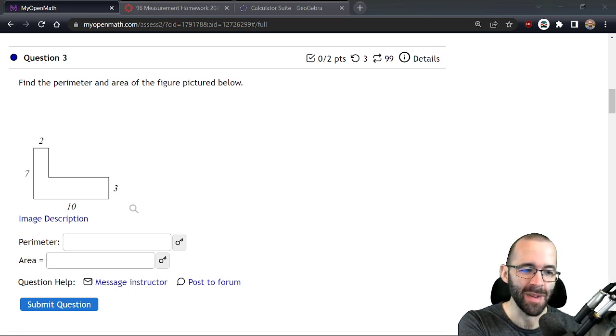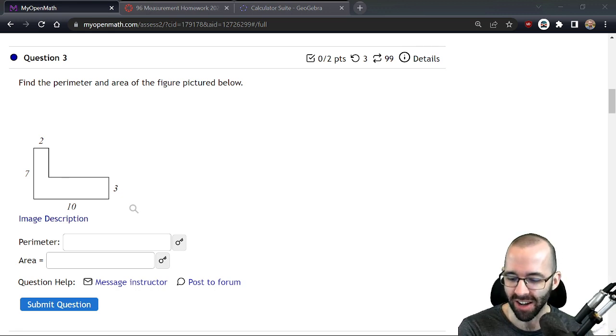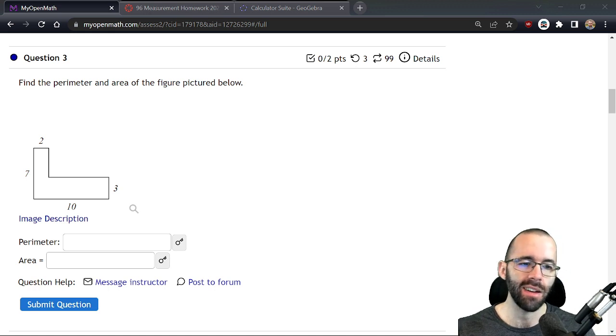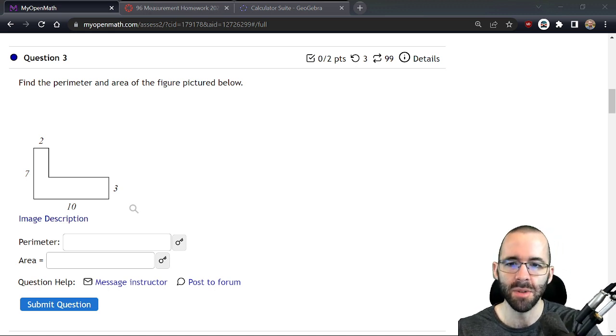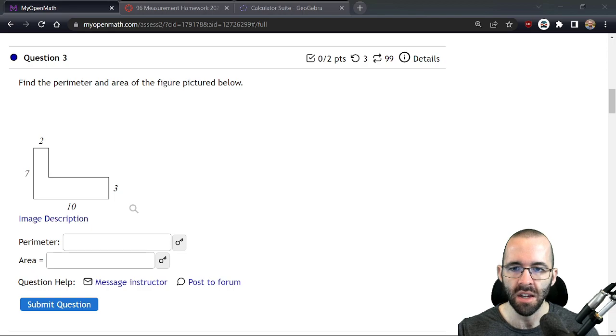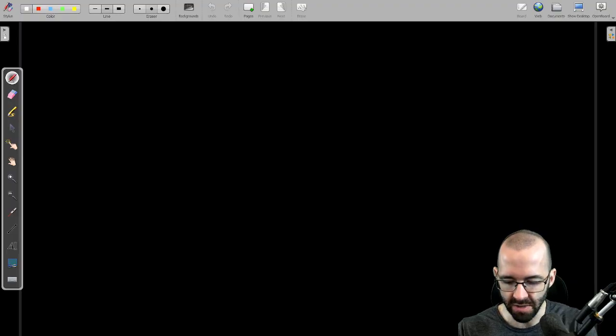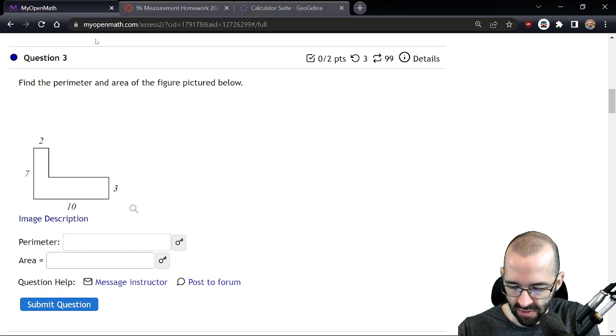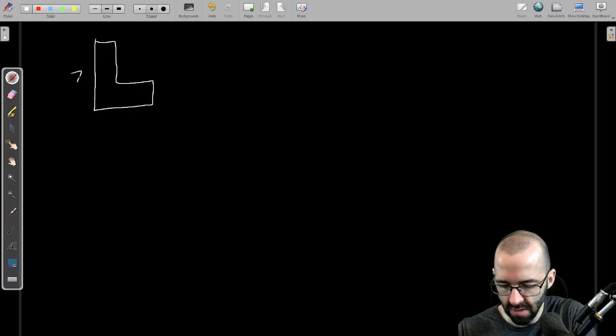But we are going to talk about perimeter and area to start off. Find the perimeter and area of the figure pictured below. We're going to copy this down, and this is true with a lot of things, especially where there are pictures involved. If you can copy something down to your own paper, it's going to be a lot easier to work with. So we got something of this shape: 7, 2, 10, 3.